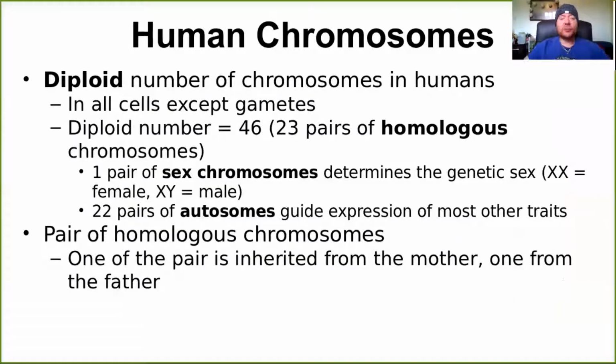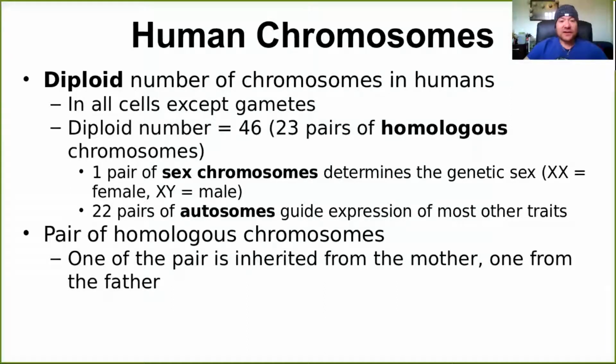Okay, so human chromosomes. They are diploid. We have a diploid number of chromosomes. That means 2 sets, in all cells except the gametes. So in all of our normal cells, we have 2 sets of chromosomes, 1 from our mother, 1 from our father. The gametes are an exception. The gametes are the eggs and the sperm. When we make eggs or sperm, we halve the number. That way, if you go down to 23 chromosomes in an egg, 23 in a sperm, when they fuse together, you go back to 46.